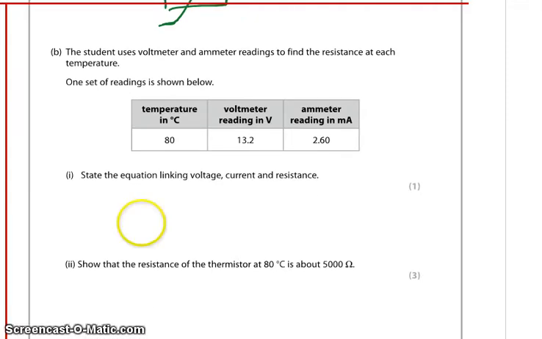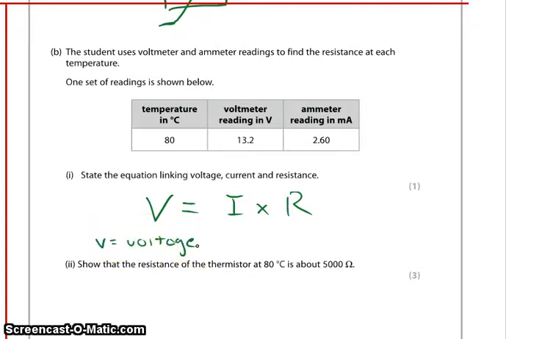First of all, though, they want an equation linking voltage, resistance and current, and what we're going to come up with is V equals IR. If you're going to use symbols, then you want to define them as well, so underneath you need to make sure that you've written, for example, V is voltage, or you could just write the whole thing out in words. Show that the resistance of the thermistor at 80 degrees is about 5,000 ohms.